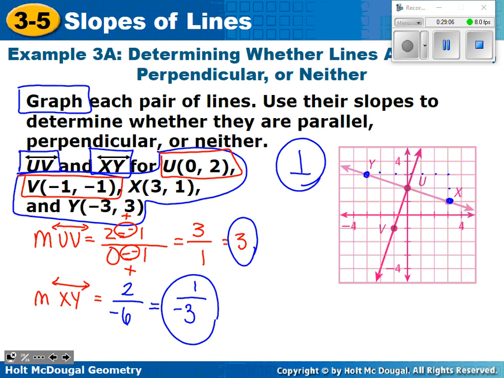I'm sorry, say it again. You can just put the perpendicular symbol, or you can write the word perpendicular, or you could technically say UV is perpendicular to XY, but you don't have to do all of that. You can just tell me perpendicular. Okay, and you can always just use the symbol if you want to. All right, let's look at 3-6. 3-6 is where we get into all the equations.